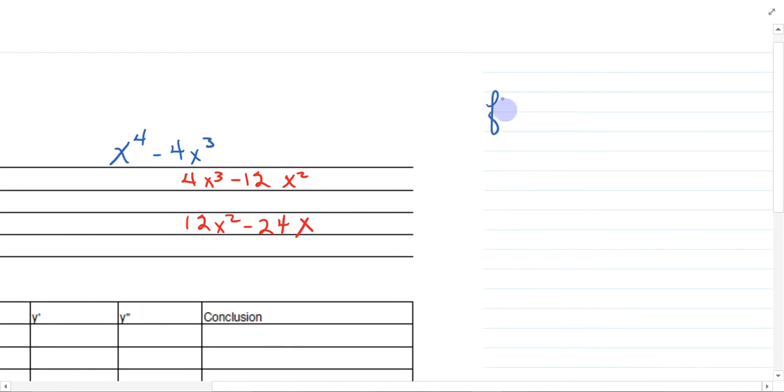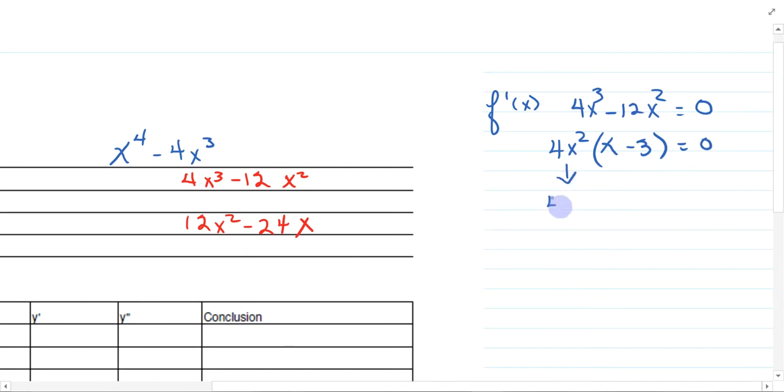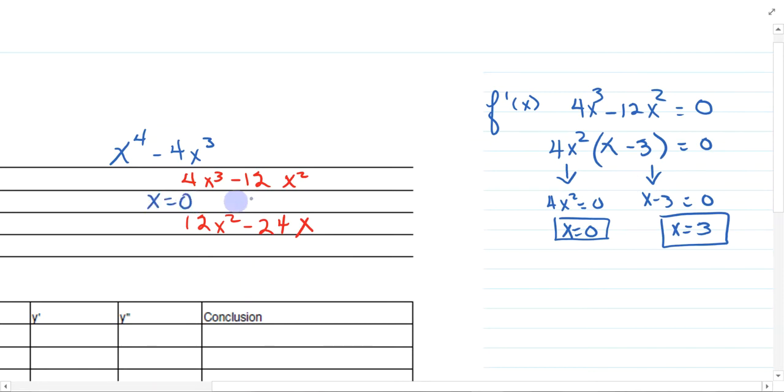So if I come over here, f prime of x, and I'm going to do 4x cubed minus 12x squared equals 0. I'm going to factor out 4x squared. And that leaves me x minus 3. So this is going to set that equal to 0, and this will set that equal to 0. So we get x is equal to 0, x is equal to 3. Now those are my critical numbers, so I'm going to put them here on this line.